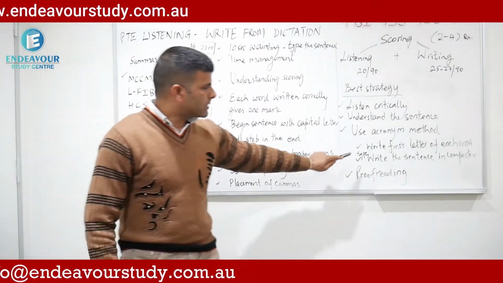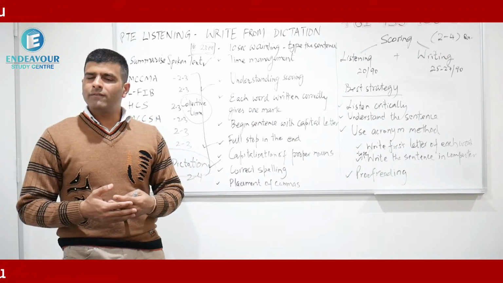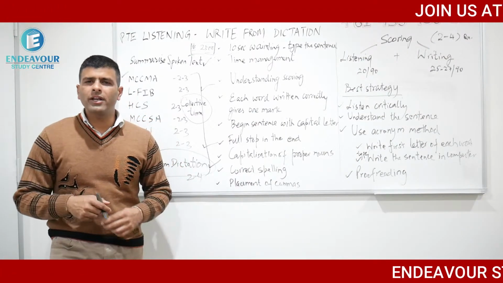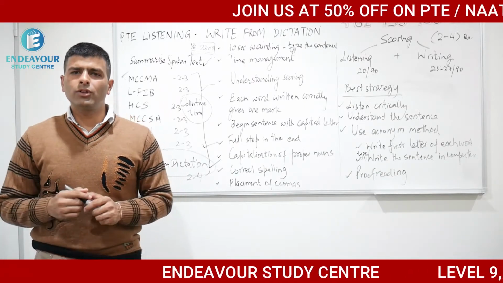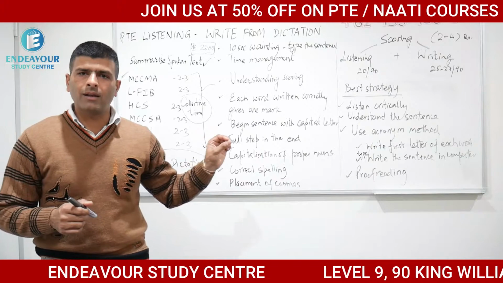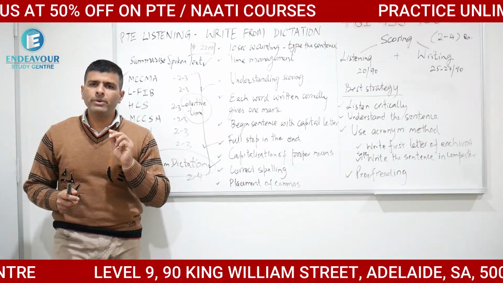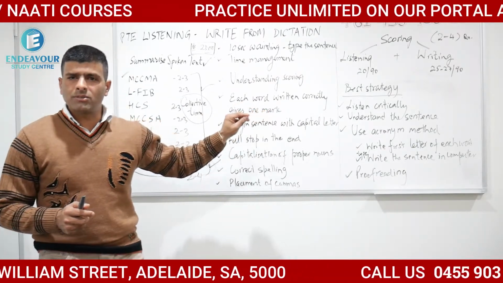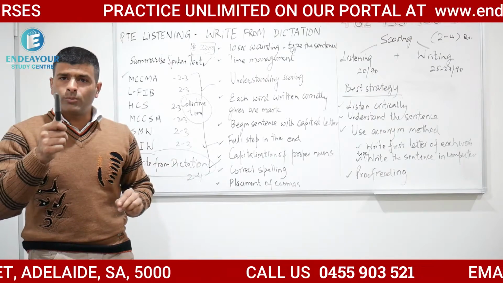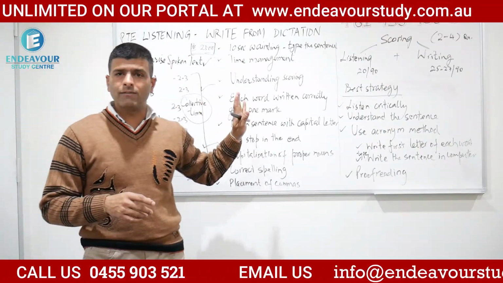Another point here is that while you are making the acronym, initially for the first 20, 25, 30 minutes or even for 1 hour, it won't work. So you have to be very consistent with your approach to the acronym method. But once you master this acronym method, it is going to become your biggest tool to fight against this question type, which is write from dictation, and you will be able to get your desired result, whatever score you desire, which is 65 or 79 plus.